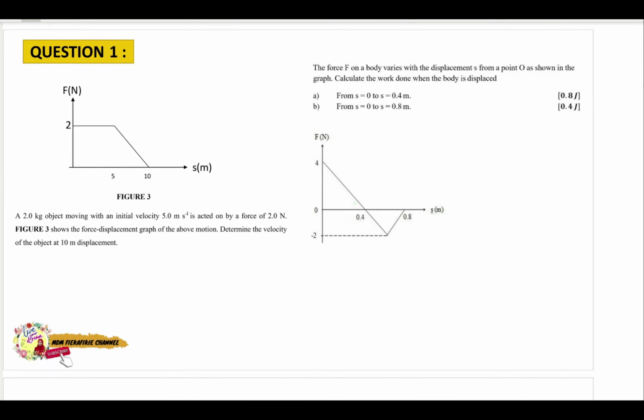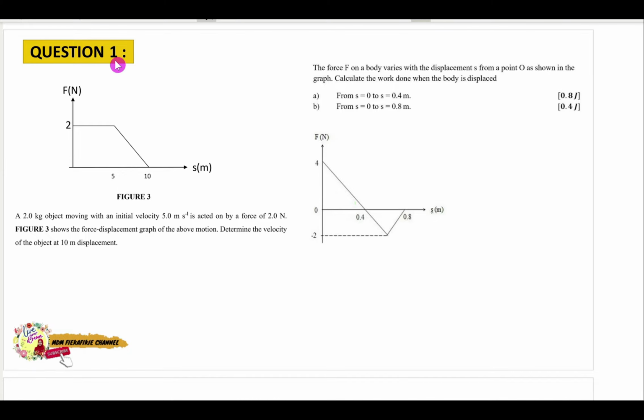So welcome back. Jadi dalam video kali ini kita nak discuss bentuk-bentuk soalan berkaitan dengan subtopik 4.1 iaitu berkaitan dengan work and also the area under the graph of F against S. Okay, so now let's start with the first question.